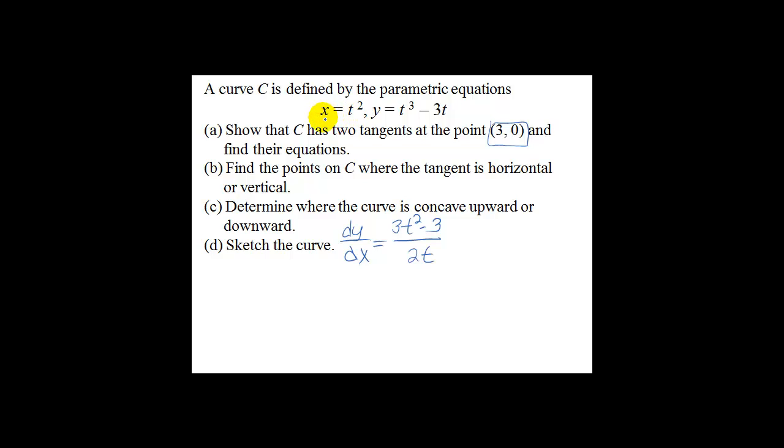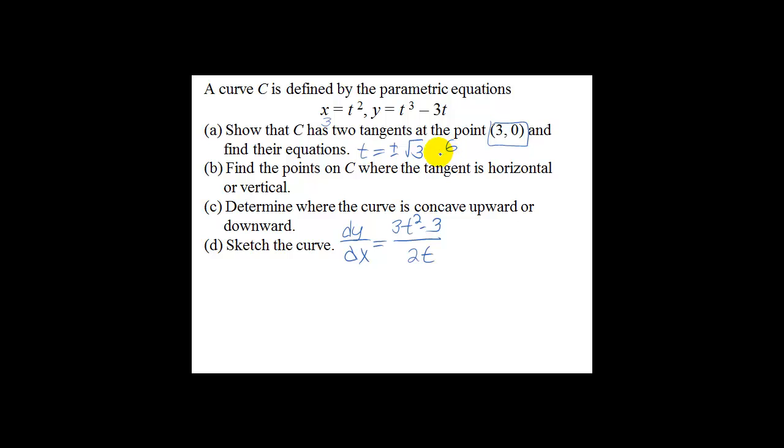If we come up here, if we want x to be 3, t is going to need to be plus or minus the square root of 3. So we know that this is going to occur when t equals plus or minus the square root of 3. Let's evaluate this at the positive square root of 3. The square root of 3 squared is 3, times 3 is 9, minus 3 is 6.